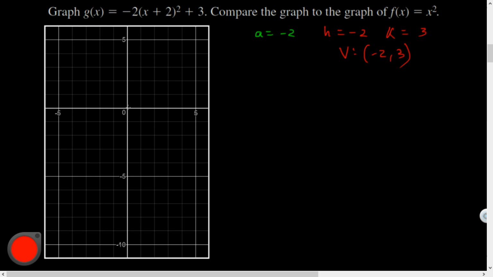So for my graph, make sure you check your axes, make sure it's counting by ones. So -2 and 3 is where my vertex is. And I guess I can draw the axis of symmetry here. The 5s are all that was labeled, but I do have tick marks, the grid that's barely visible. Those are counting by ones.